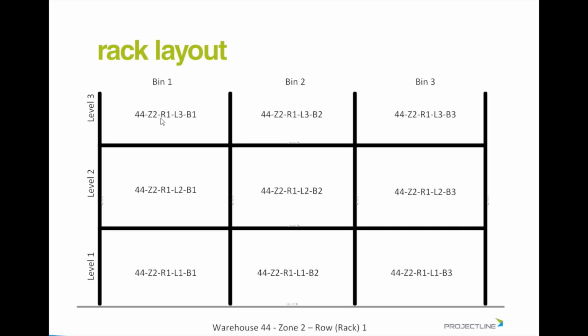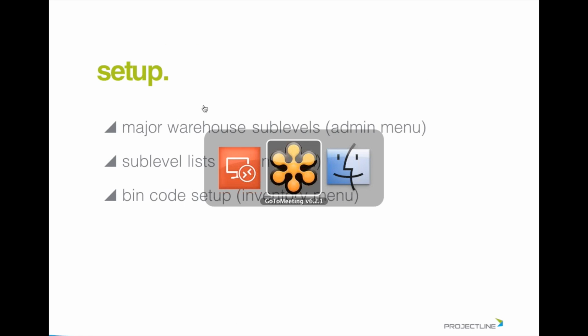If we look at this bin location code, we interpret this to be in warehouse 44, zone 2, which is our general storage zone, rack 1, level 3, because this is the top level, and bin 1. So this is what is behind the codes. If you've never dealt with the codes before, they can be a little daunting to look at just from a list view. Okay, so let's look at setups.